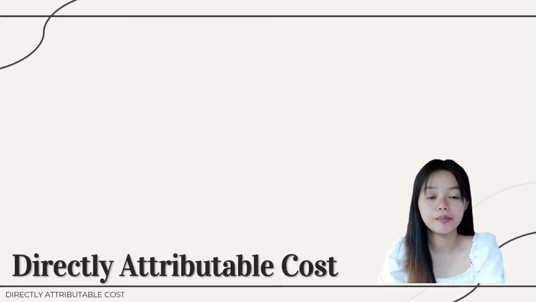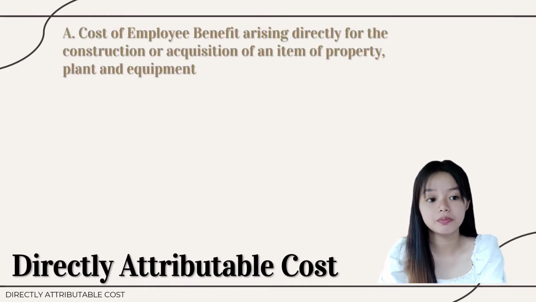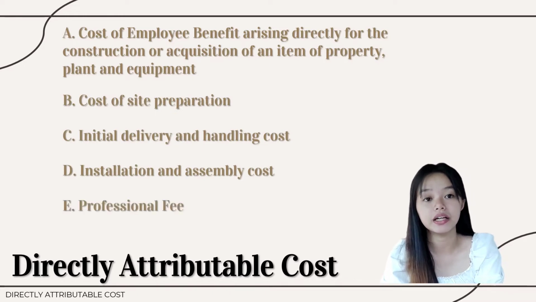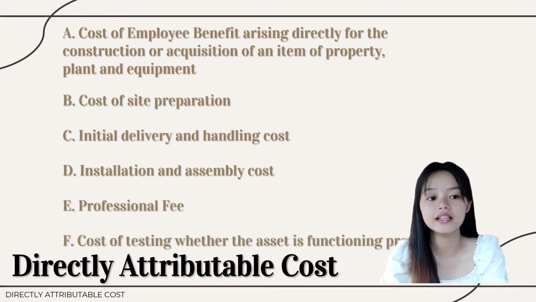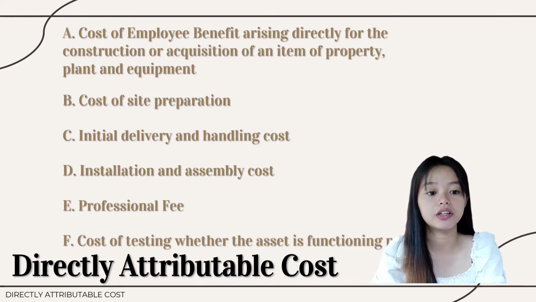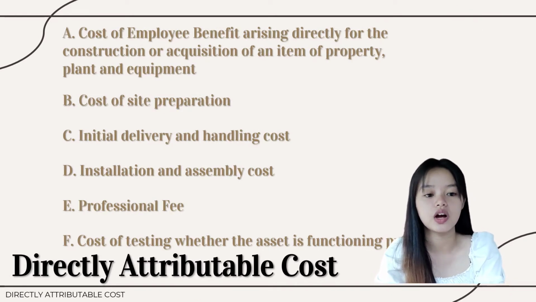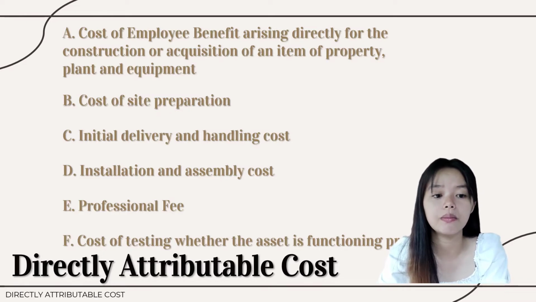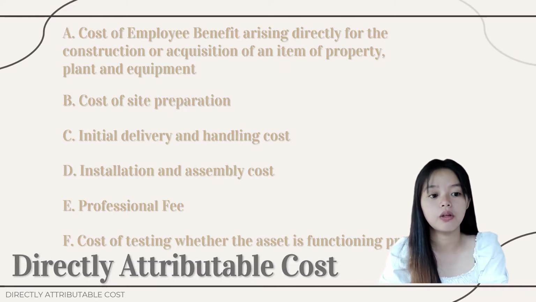Now, what are directly attributable costs? So, bukod sa purchase price at sa estimated cost of dismantling, ito po ang iba pang examples ng directly attributable cost in bringing the asset into its present location and condition intended for use of the management. We have cost of employee benefit arising directly for the construction or acquisition of an item of property, plant, and equipment. Most especially sa ating pong PPE na constructed. Kasi po, syempre, magpapasahod ka ng employee na nag-construct ng building or equipment. So, basically, that's part of the PPE.